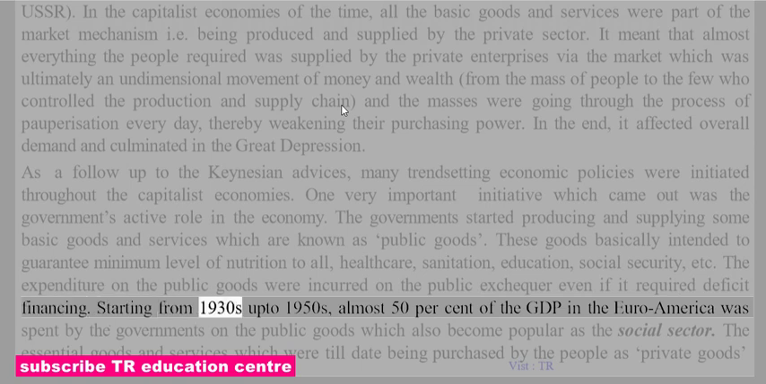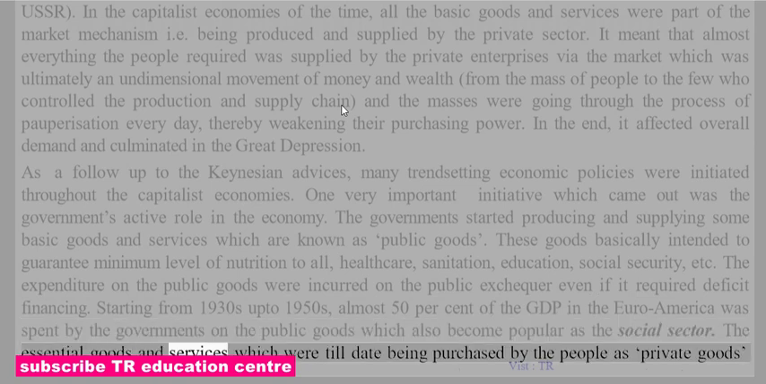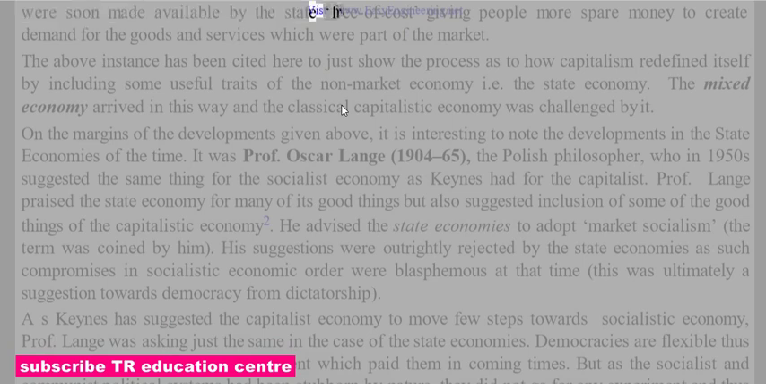Starting from the 1930s up to the 1950s, almost 50% of the GDP in Euro-America was spent by the governments on the public goods, which also became popular as the social sector. The essential goods and services which were till date being purchased by the people as private goods were soon made available by the standardized public provision, leaving people more spare money to create demand for the goods and services which were part of the market.